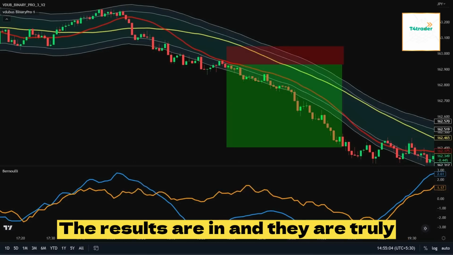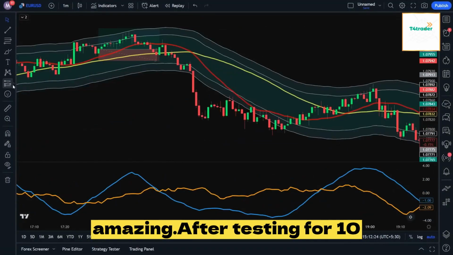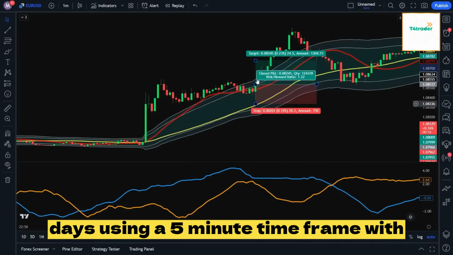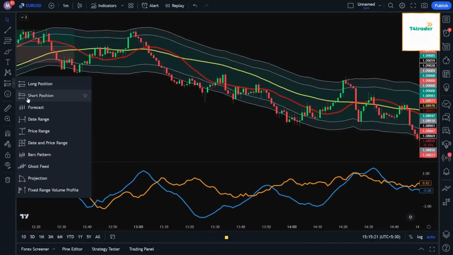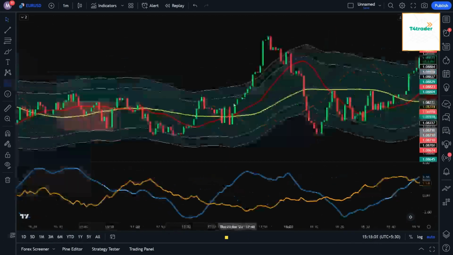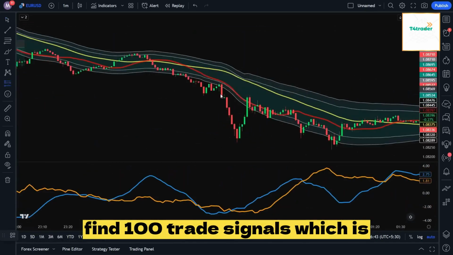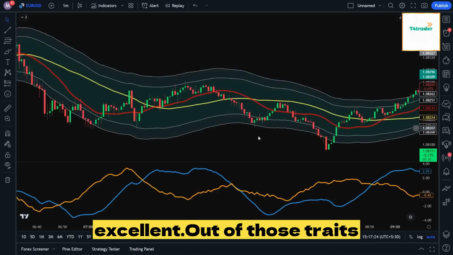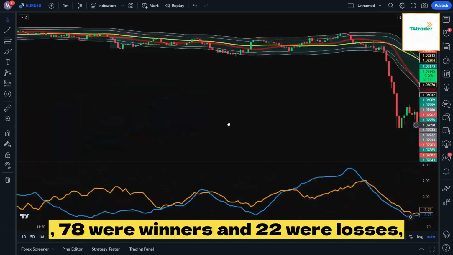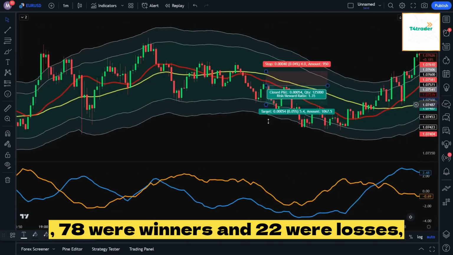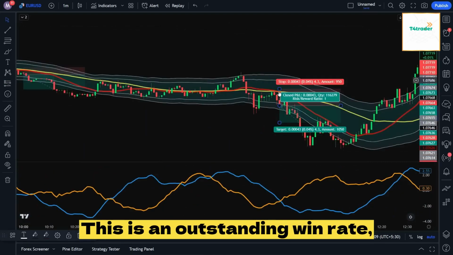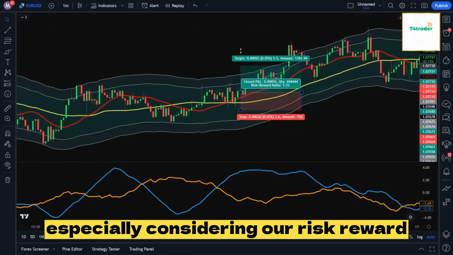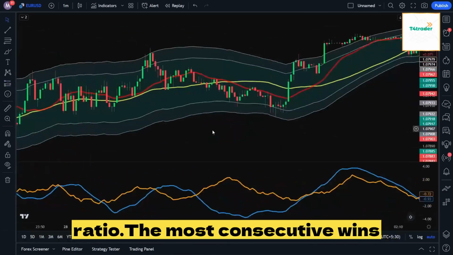The results are in and they are truly amazing. After testing for 10 days using a 5-minute time frame with a 1-to-1 and 1-to-2 risk-to-reward ratio on GBP/USD, we were able to find 100 trade signals, which is excellent. Out of those trades, 78 were winners and 22 were losses, resulting in a 78% win rate. This is an outstanding win rate, especially considering our risk-reward ratio.